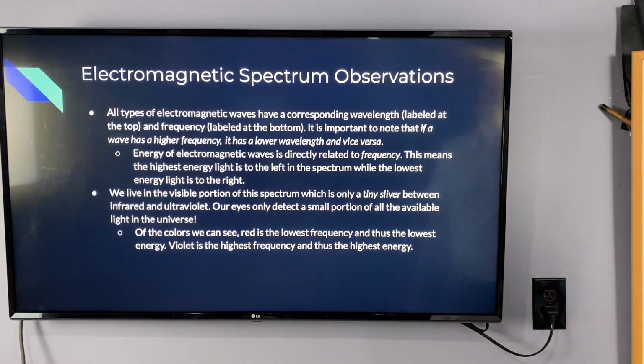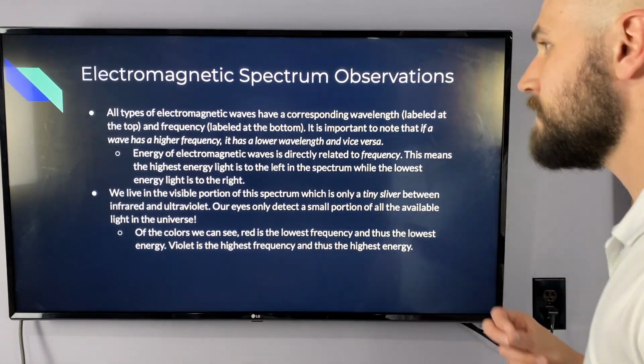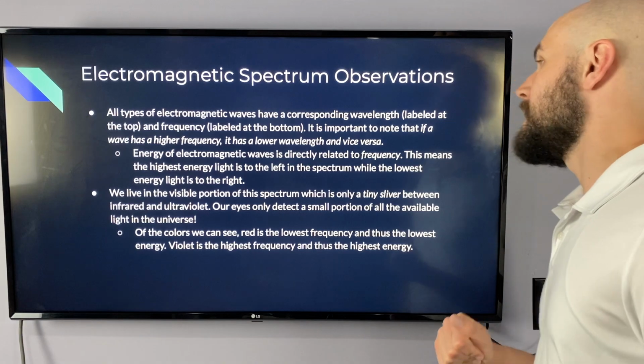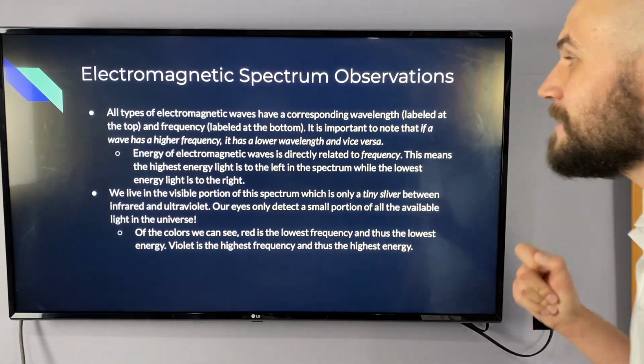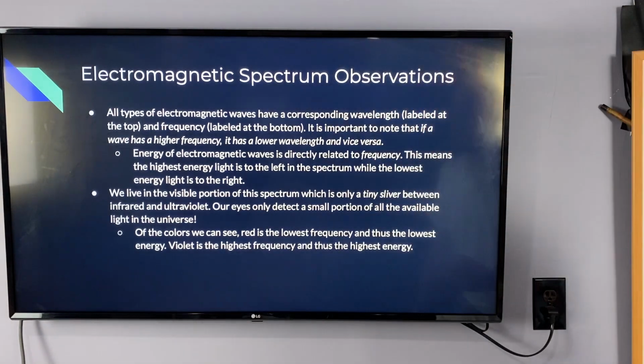Okay. So like I said, all types of electromagnetic waves have a corresponding wavelength, which is labeled at the top, and frequency, which is labeled at the bottom. It's important to note that if a wave has a higher frequency, it has a lower wavelength, and vice versa. It's something I was just talking about.